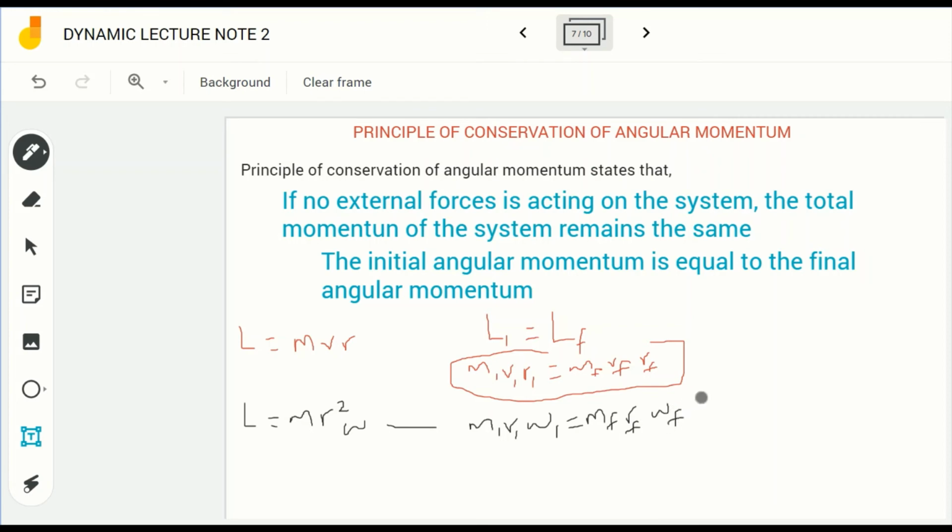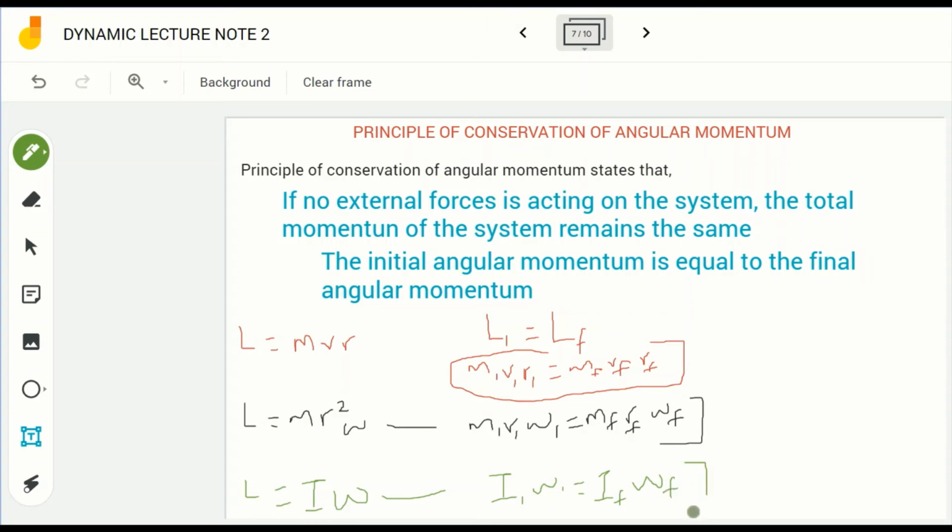Here is the next formula we can use to solve the principle of conservation of angular momentum. Also, we said again that angular momentum is equal to moment of inertia times the angular velocity. We can also apply this using the principle of conservation of angular momentum. It becomes I_i omega_i equal to I_f omega_f.